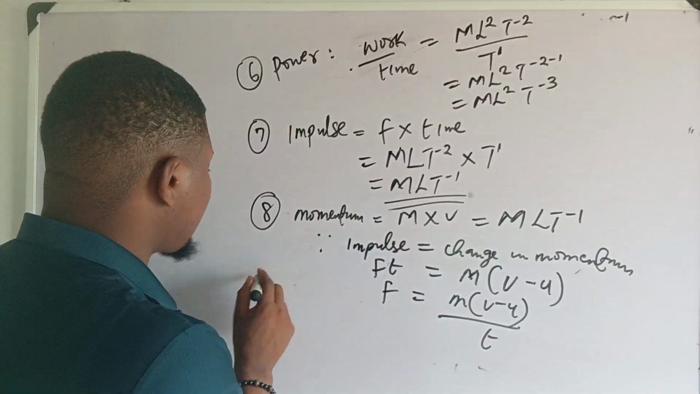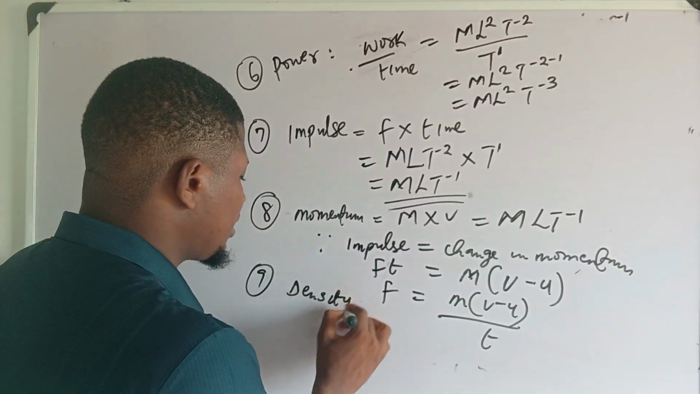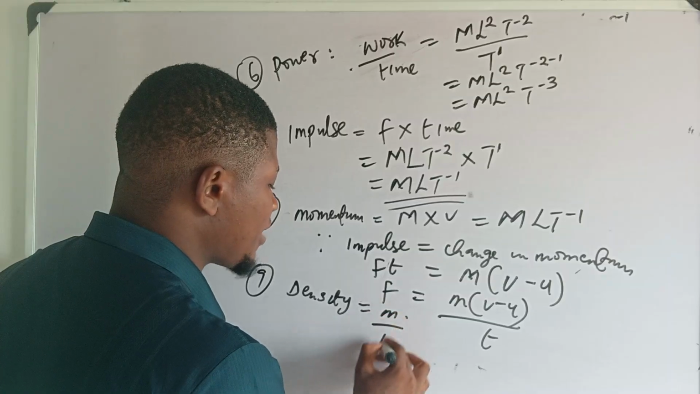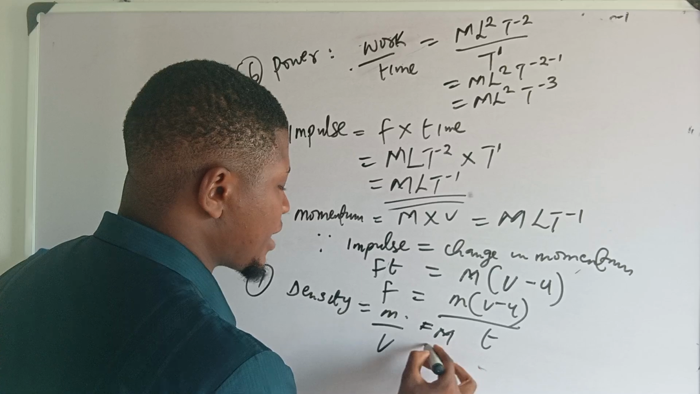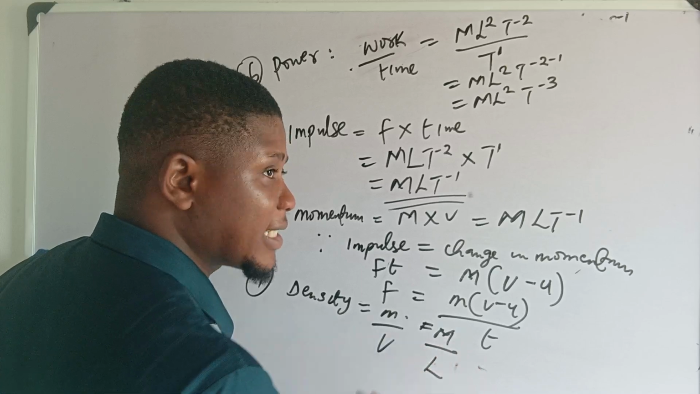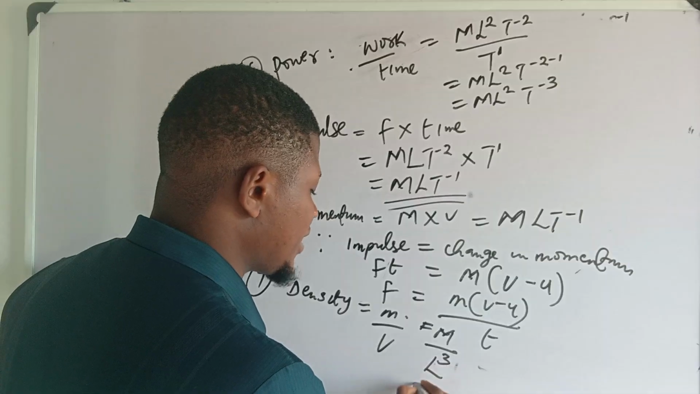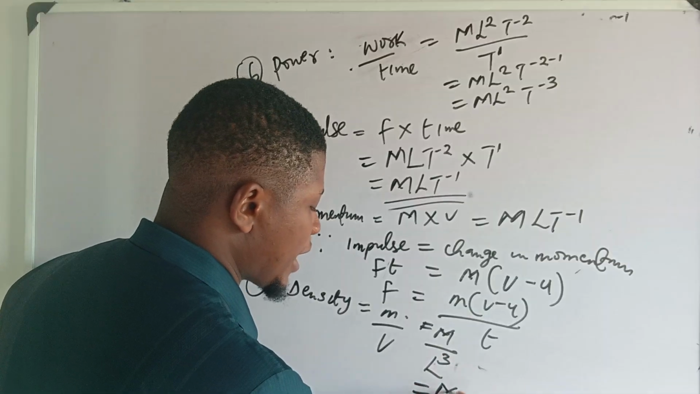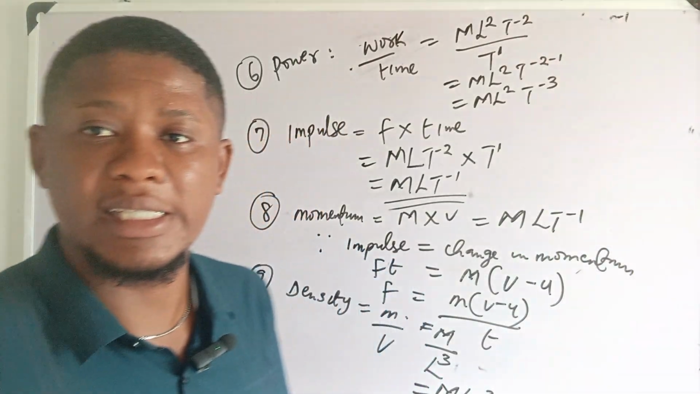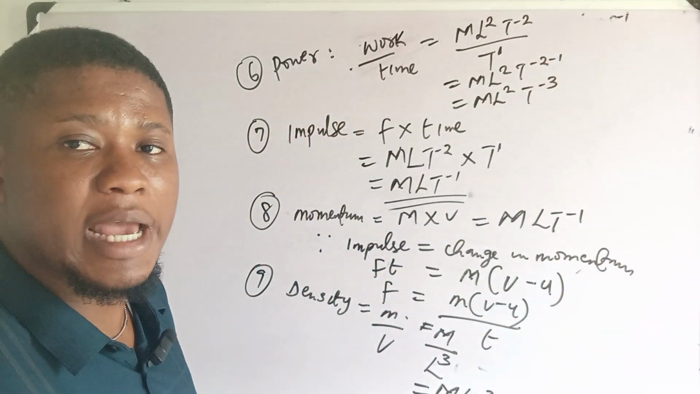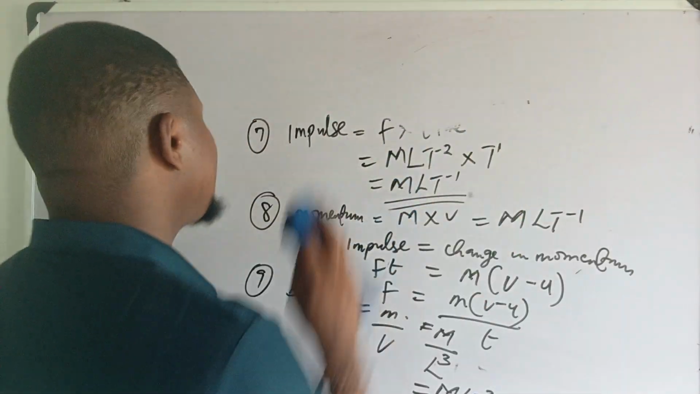Then number 9, let's look at density. Density equals mass over volume, which is what? Mass is M, volume is L cubed, that is length times width times height, L cubed. That is the reciprocal, so ML minus 3. So this is the dimension of what? Density. For density, ML minus 3.